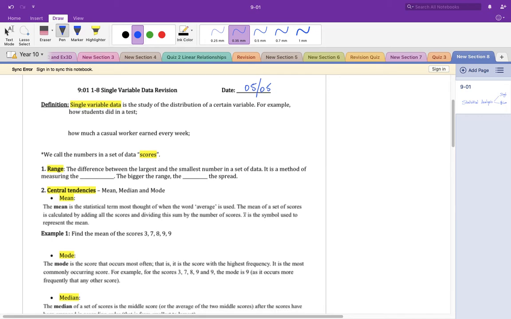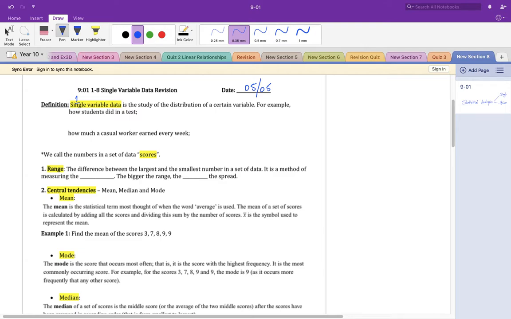First of all, what does single variable data mean? So single means only one, right? Variable is something that changes. So say in y equals mx plus b, x and y, they're variables because they change. So single variable data is the study of the distribution of a certain variable. So I guess that doesn't really make too much sense, right? Because it's too academic per se. But then let's just look at two examples.